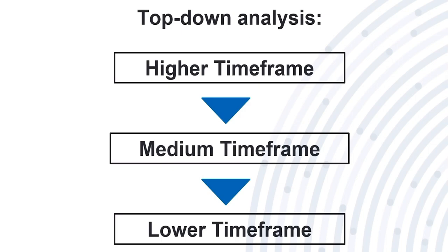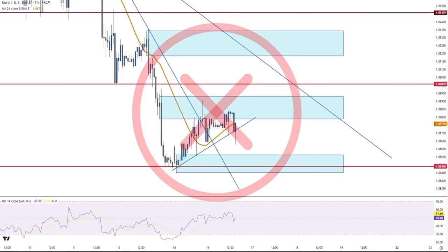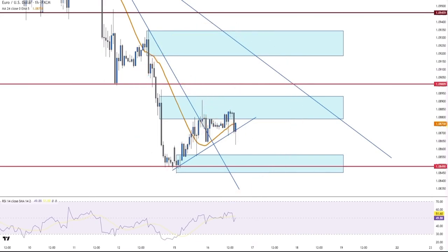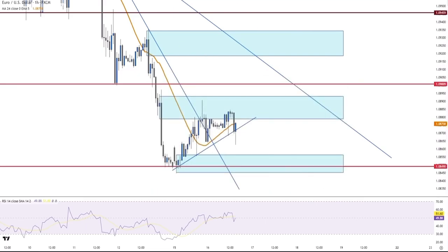But remember, starting from the monthly time frame, applying every single concept out there will make your chart look like this when you reach your entry time frame, which is completely useless. This video will teach you what exactly to look for in each of the time frames to make a well-educated analysis of any chart easily. But first, why do we even need to combine multiple time frames? Well, here are the top 3 reasons.